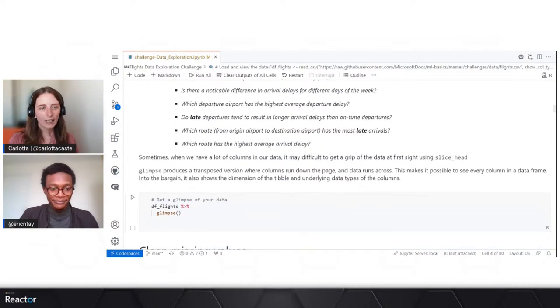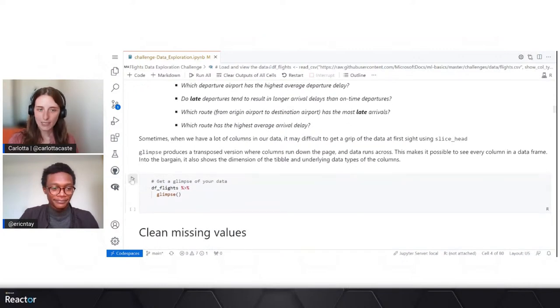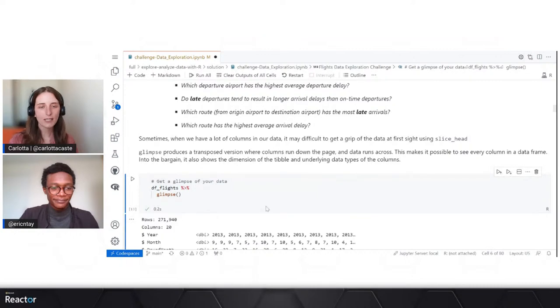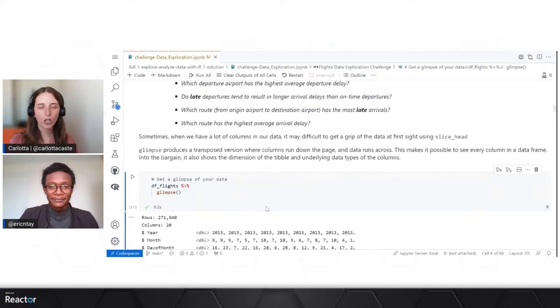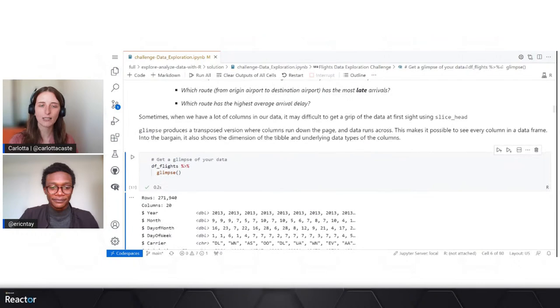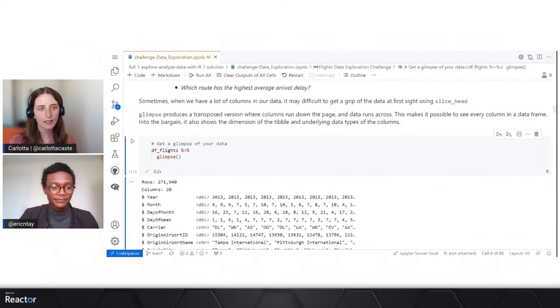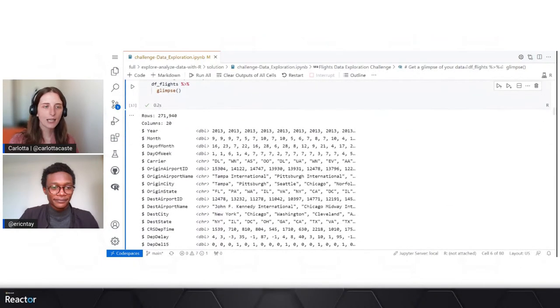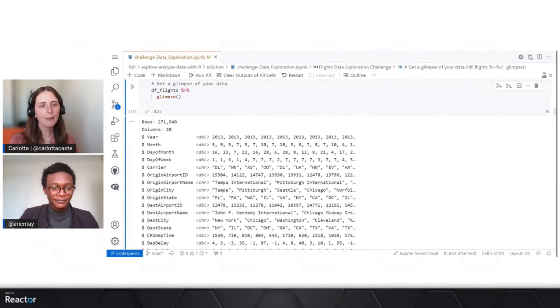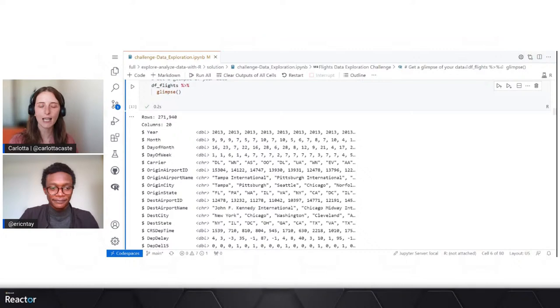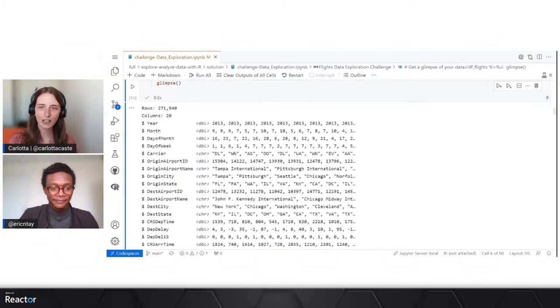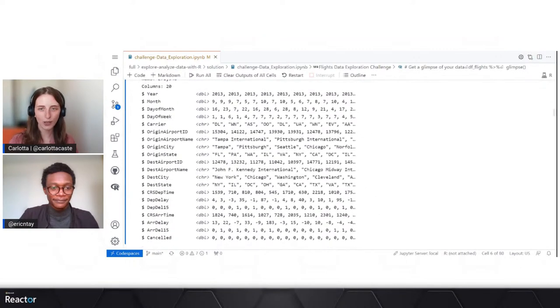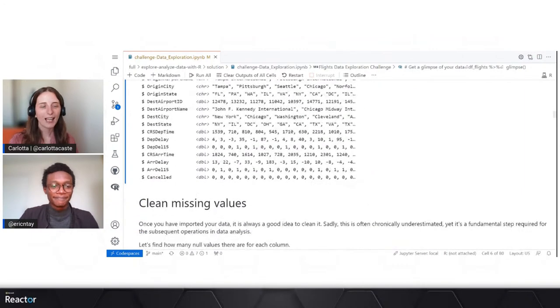But first of all, we would like to provide you with a small tip. As you may have noticed, when a data frame contains quite a few columns, it can be a little bit tricky to get a grip on the data at first sight. So the function glimpse can help us by producing a transposed version of our table, so that it's easier to visualize every column in a data frame, as Eric is showing us right now.